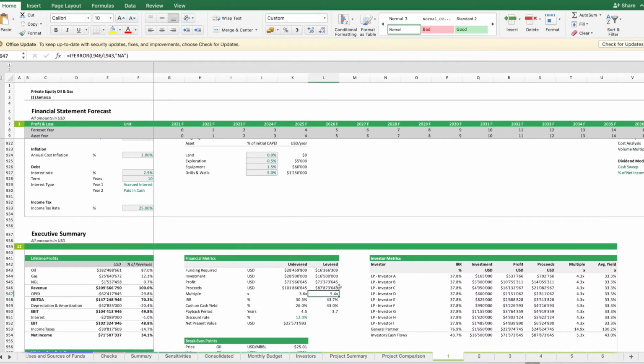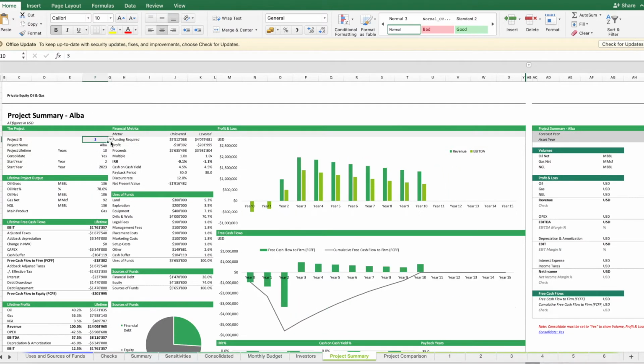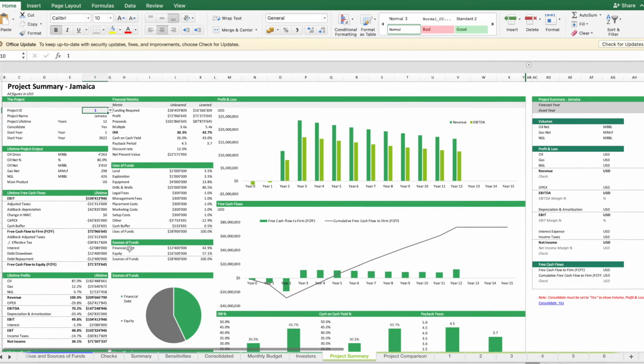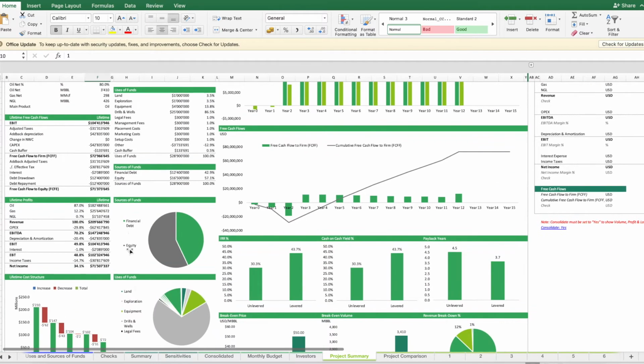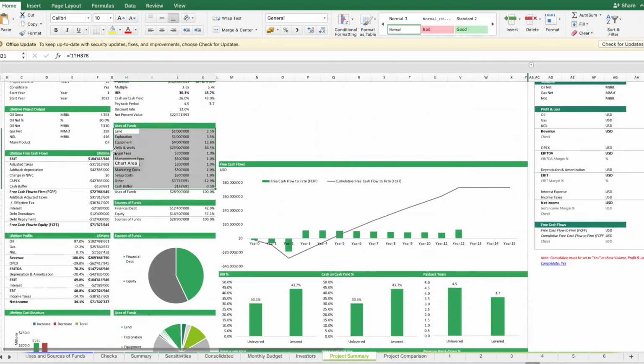If this is too complicated, we have here a condensed view. For each project, we can pull the figures together. If we go back to project one, you can see it's now a bit easier to read. We can see here the charts, how the profits and revenues are going to develop, the free cash flows, and how the project is going to be funded. We see all the expenses summarized once more, and we can see if that makes sense to us.